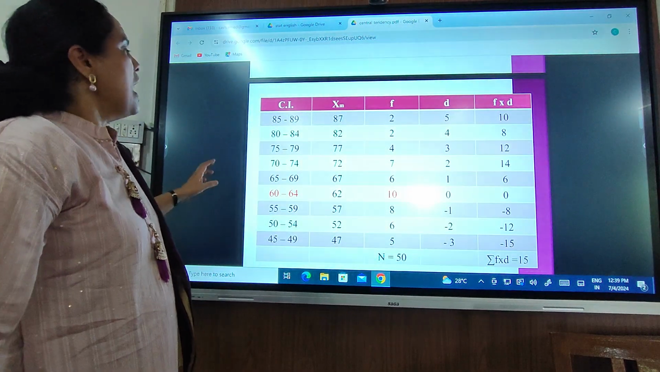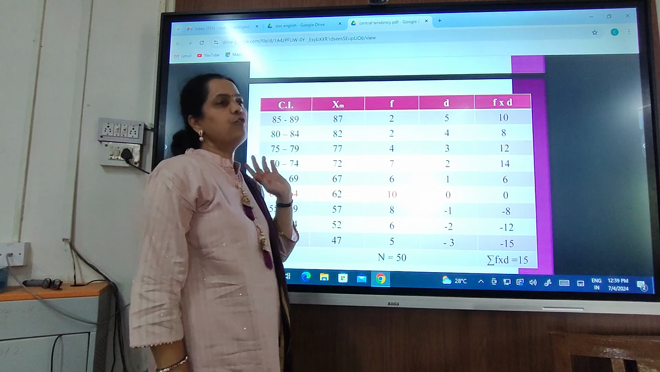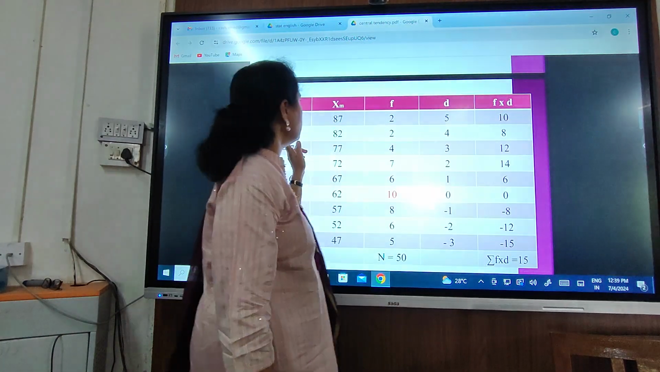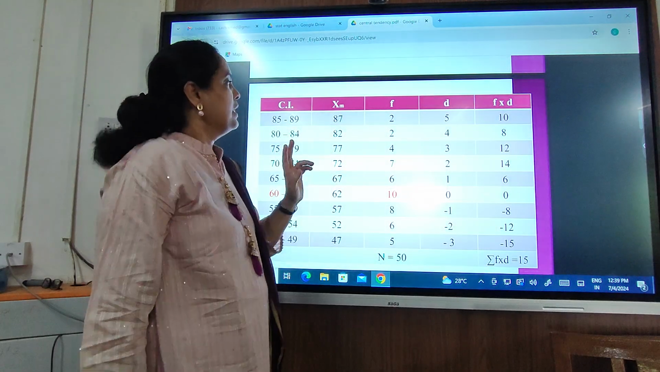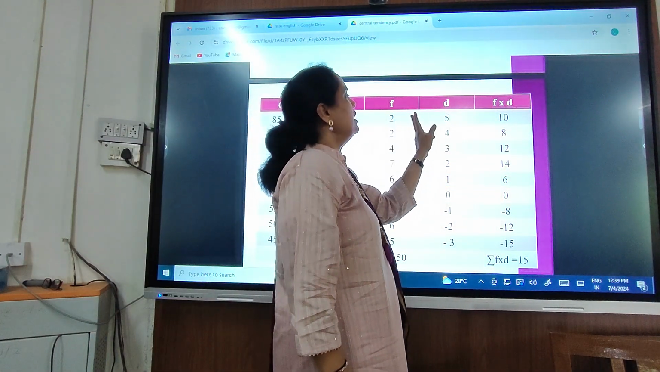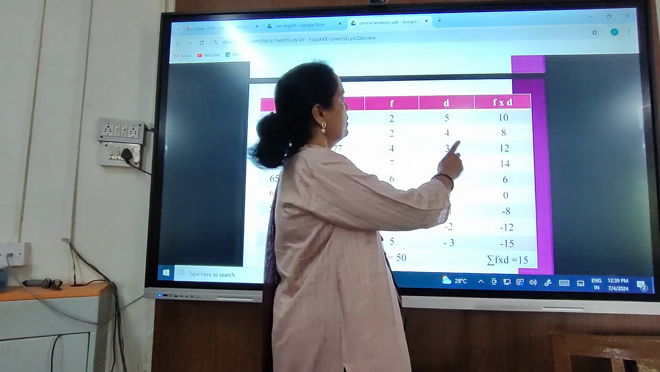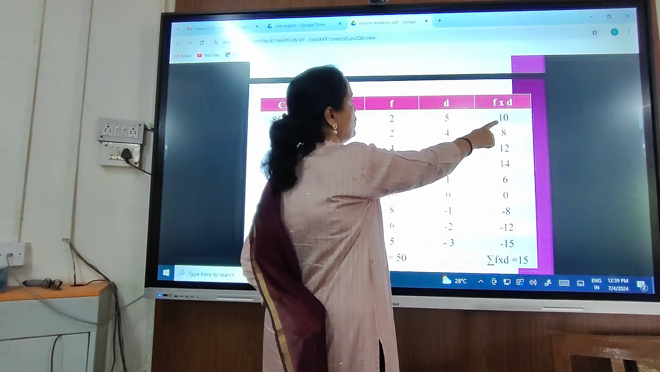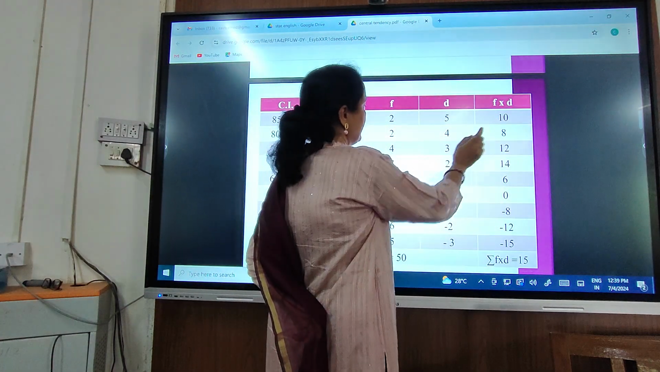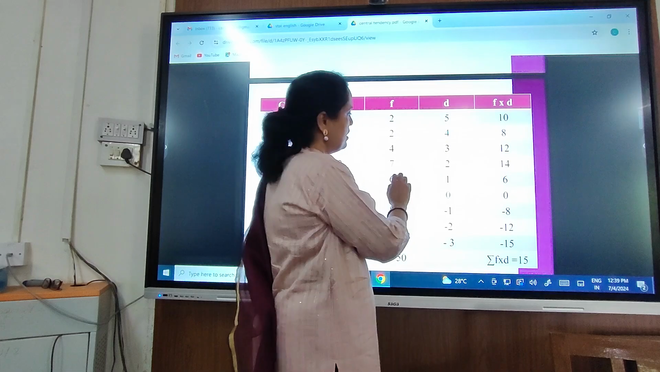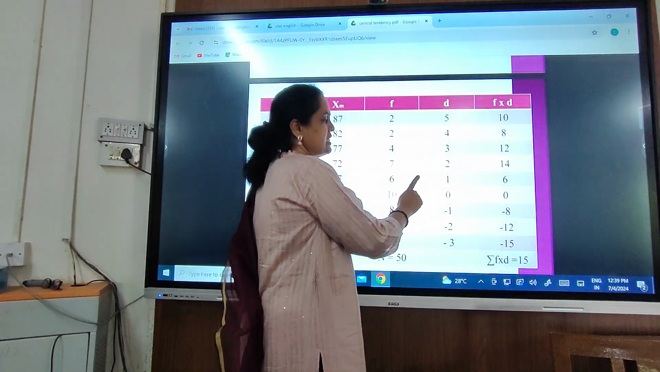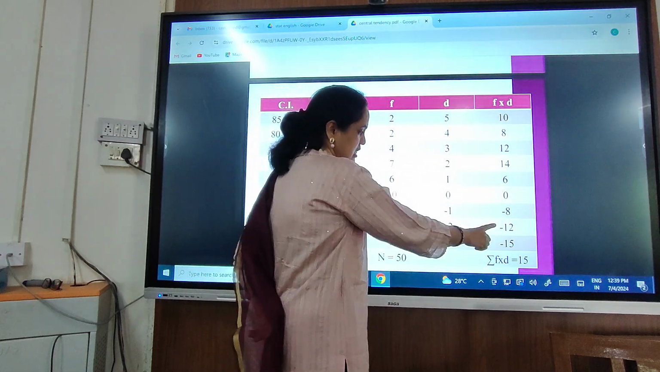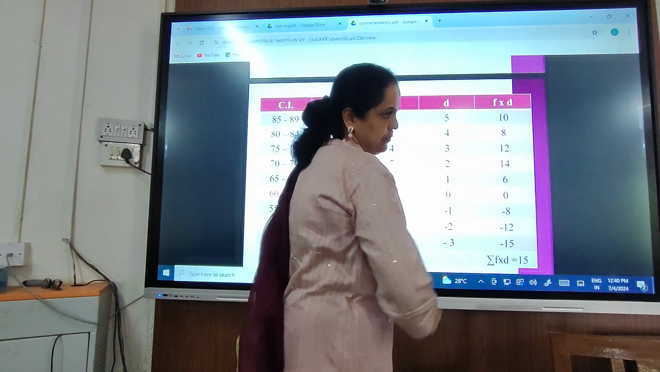Now according to the formula, there is need of multiplication of frequency and deviation for each and every class interval. So we have to do the multiplication, the product of frequency and deviation. So 2 into 5, 10, 2 into 4, 8, 4 into 3, 12, 7 into 2, 14, 6 into 1, 6, 0, -8, -12 and -15.